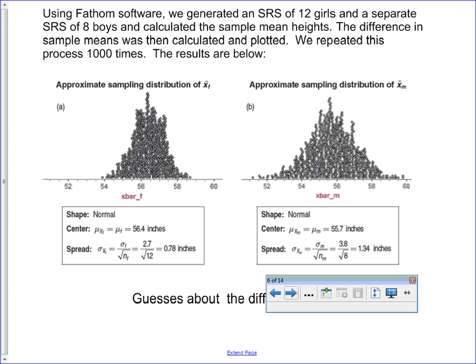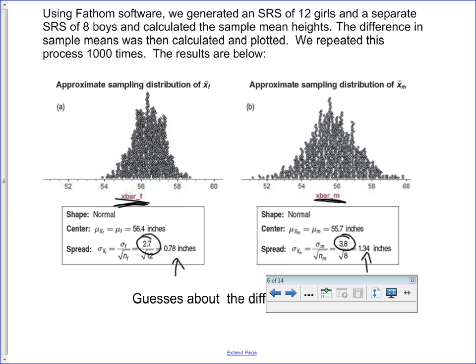So first what we do is we take a whole bunch of samples from f, and we get an approximate sampling distribution of x bar f. This is a sample of 1,000 done on the computer, and this is an approximate sampling distribution of x bar m. And what we will see is that the boys are a little bit more spread out, but that makes sense because their standard deviation is higher. So the standard deviation of the sampling distribution is higher.